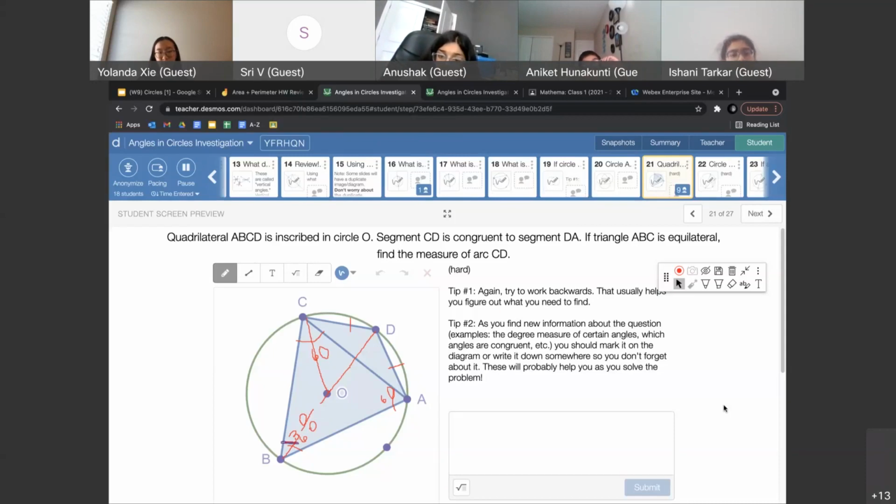So we multiply that by 2 to find the measure of the central angle, because inscribed angles are half of the measure of the central angles. So we do 30 times 2 and we get 60 degrees. The measure of arc CD is therefore 60 degrees because the measure of angle COD is 60 degrees. So hopefully you got 60 degrees as your answer.